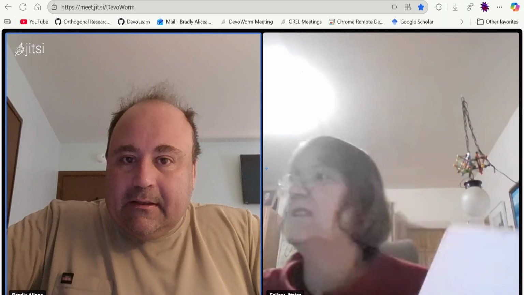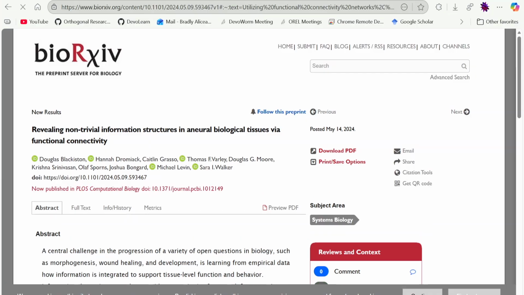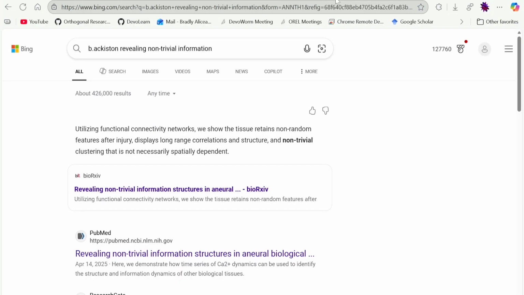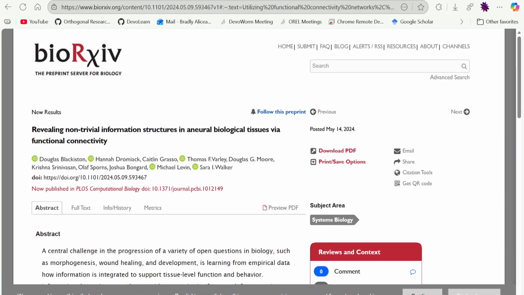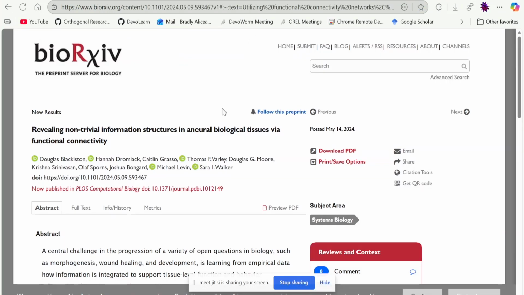Are you interested in it? I can type it in. Yeah, why don't you type it in? Well, there's a couple of them here that are interesting. This one, Blackiston. Yeah, I found that one. Okay, let's take a look at it here. So this is it: revealing non-trivial information structures in aneural biological tissues via functional connectivity.